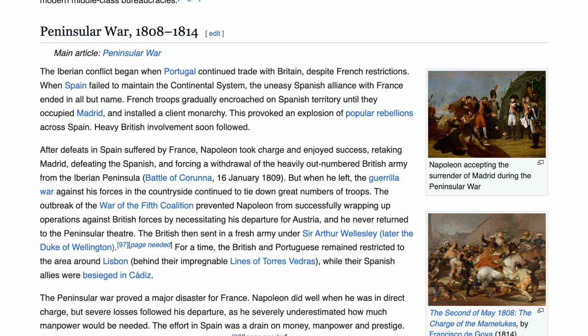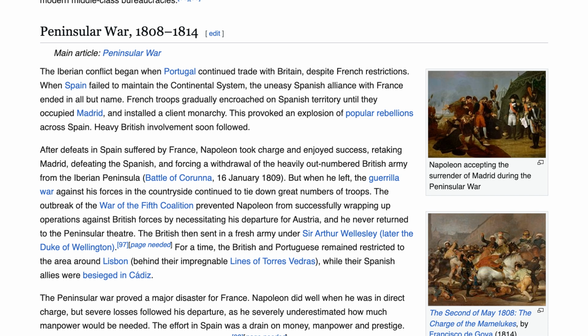The British then sent in a fresh army under Sir Arthur Wellesley, later the Duke of Wellington. For a time, the British and Portuguese remained restricted to the area around Lisbon, behind their impregnable lines of Torres Vedras, while their Spanish allies were besieged in Cadiz. The Peninsular War proved a major disaster for France. Napoleon did well when he was in direct charge, but severe losses followed his departure, as he severely underestimated how much manpower would be needed.